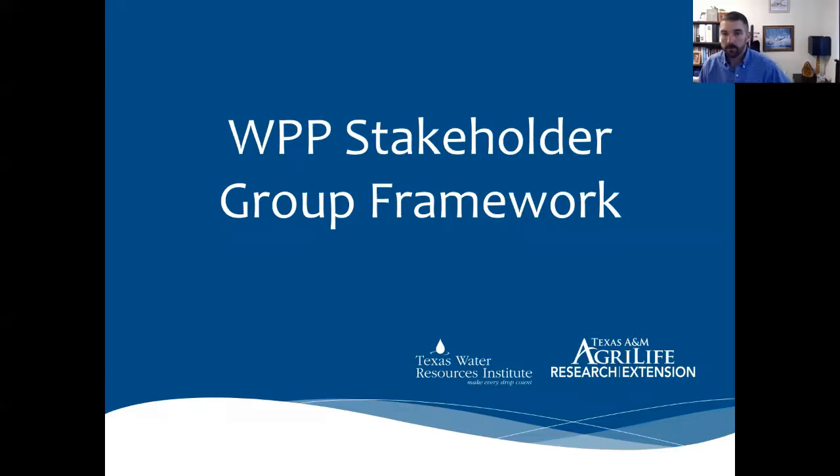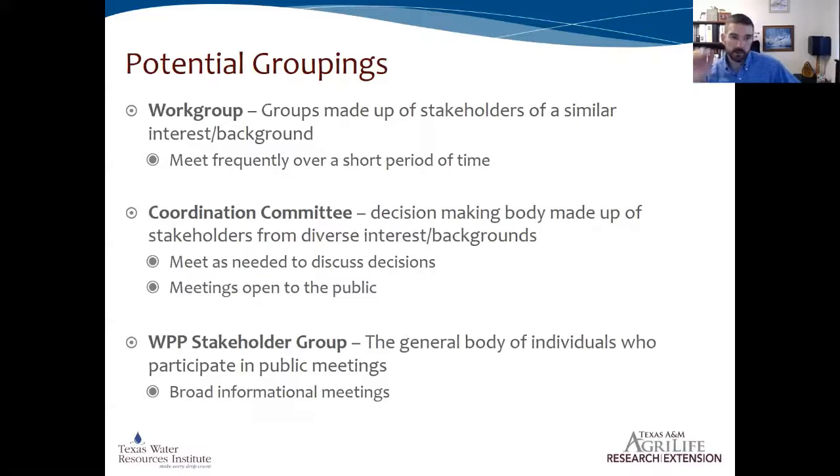So the WPP Stakeholder Group Framework can take multiple different forms, and some of the more common approaches are to break things out into working groups to focus on specific issues. So this would be groups of like-minded stakeholders that talk about those specific issues. So for wastewater, we would have our wastewater treatment plant operators and potentially septic system groups. We could split those into 2 separate groups if we wanted to. But basically, we get those like-minded individuals together, and they meet more frequently over a short period of time to really hammer through some of those priority issues and come up with solutions for their respective work group focus.